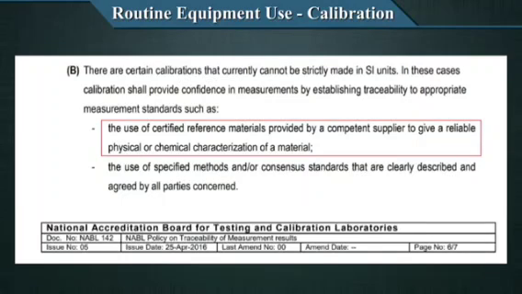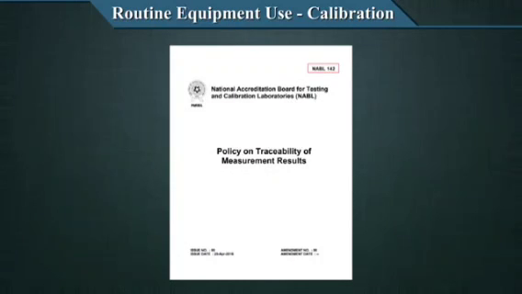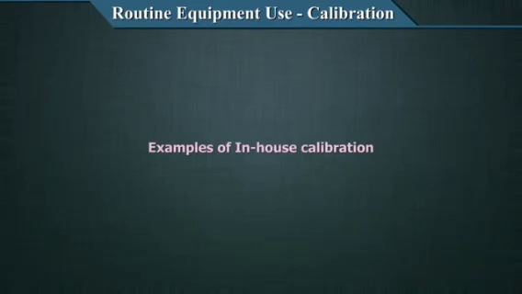Most of the analytical equipment are generally calibrated by the manufacturers where they come from. They will do the preventive maintenance. After that, they verify it using a quality control material, some kind of a certified reference material. You can read more about this in NABL 142, which is a policy on traceability of measurement results. So now, we can move on to in-house calibration.